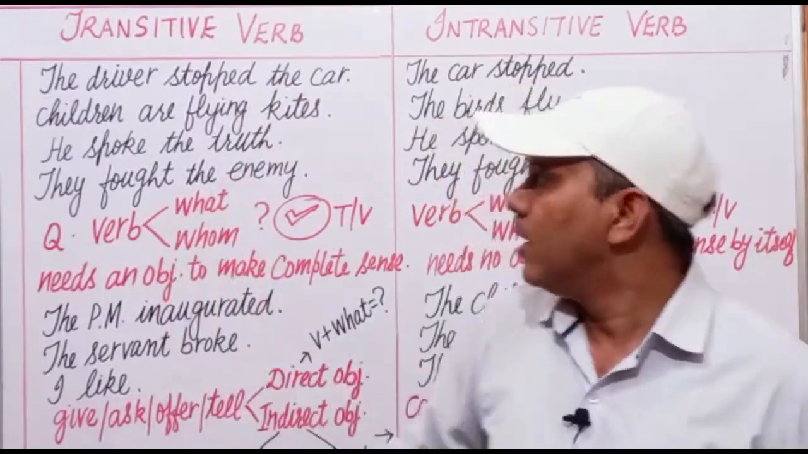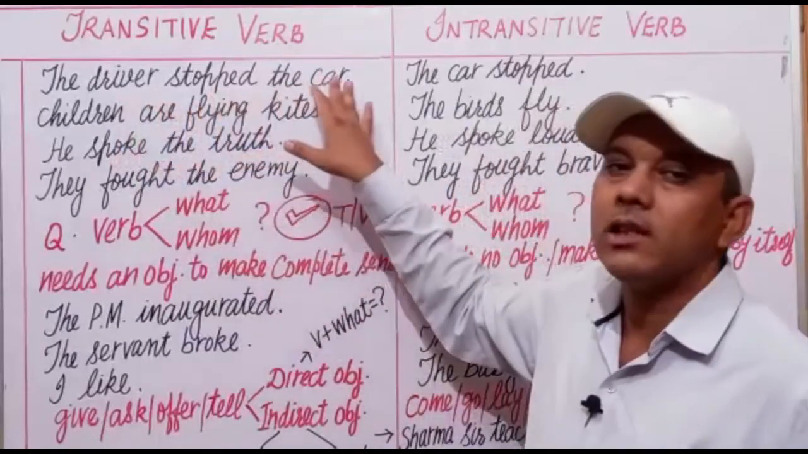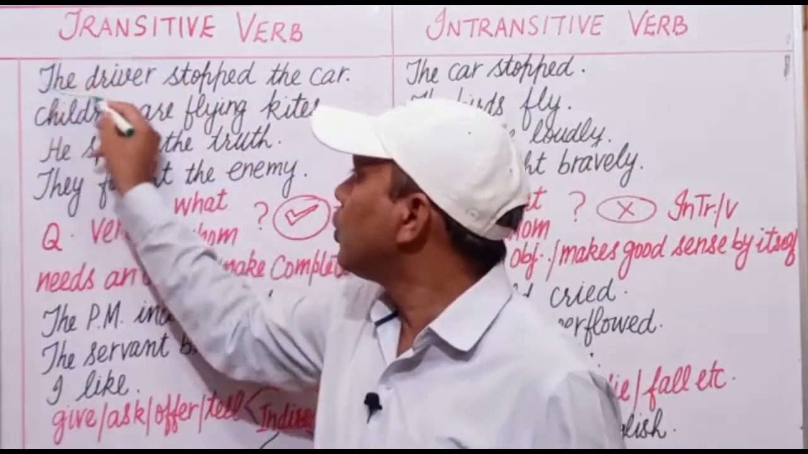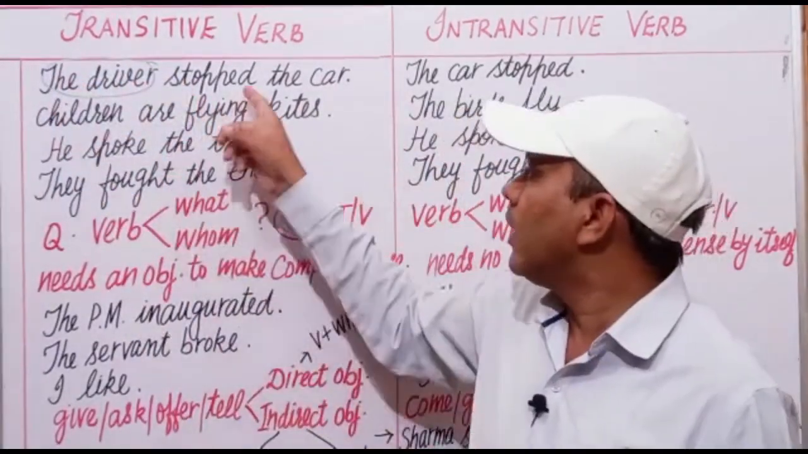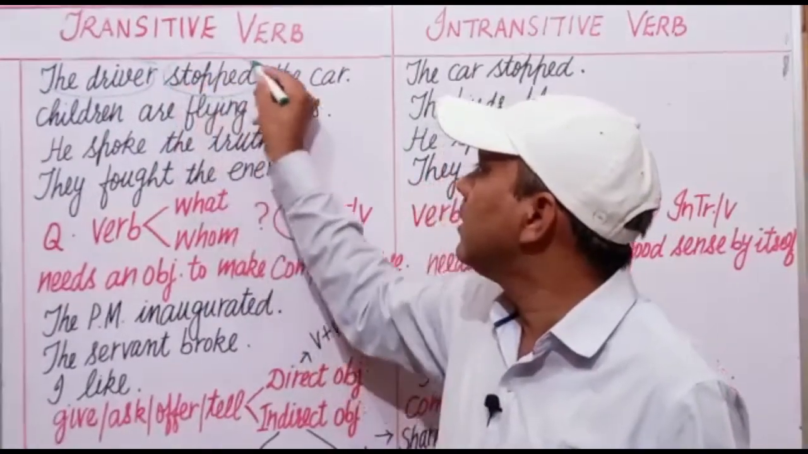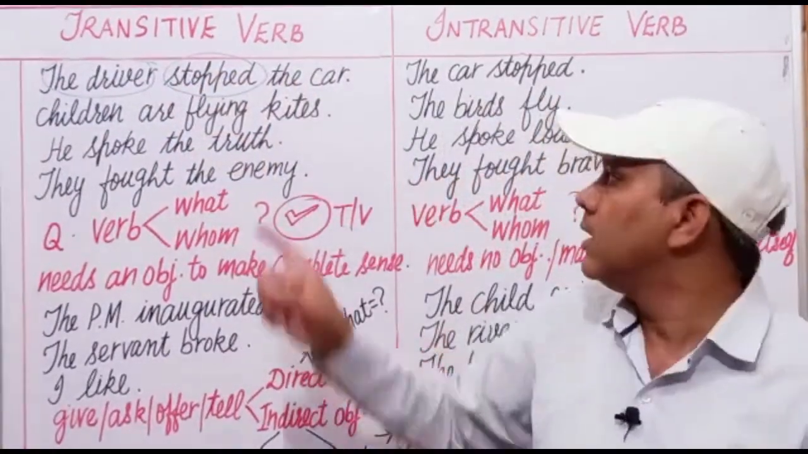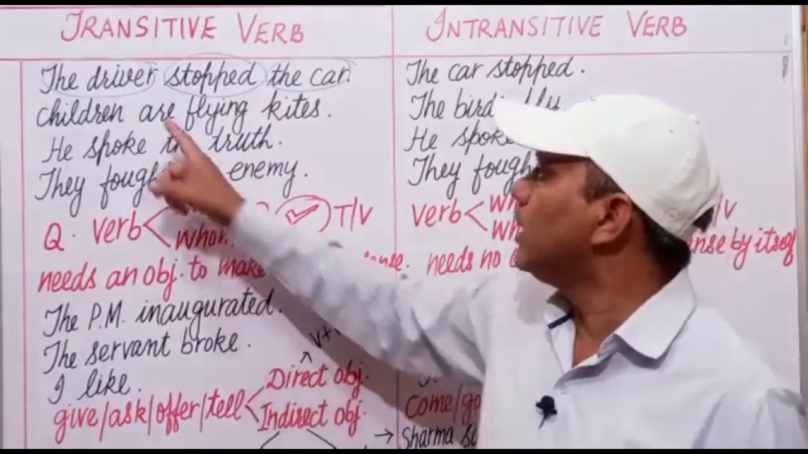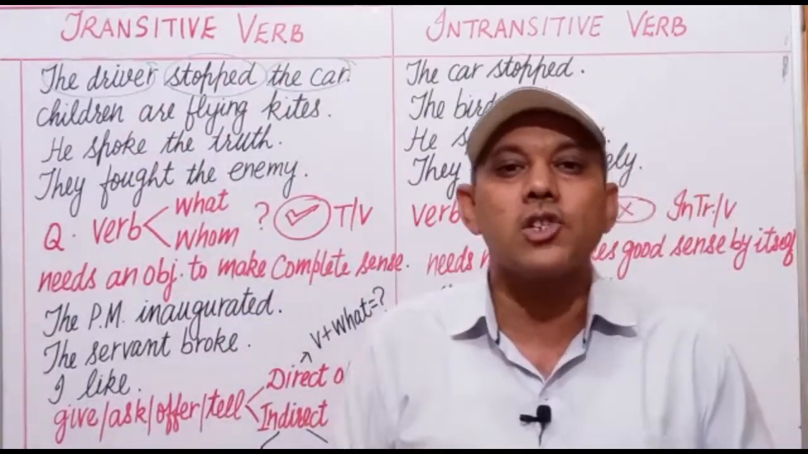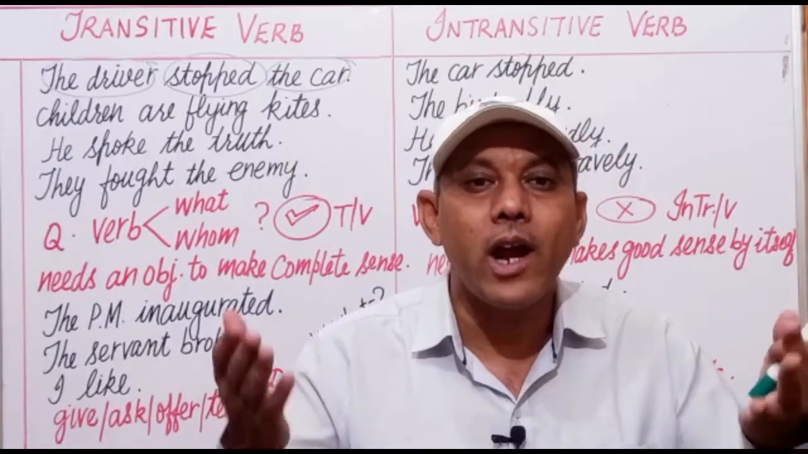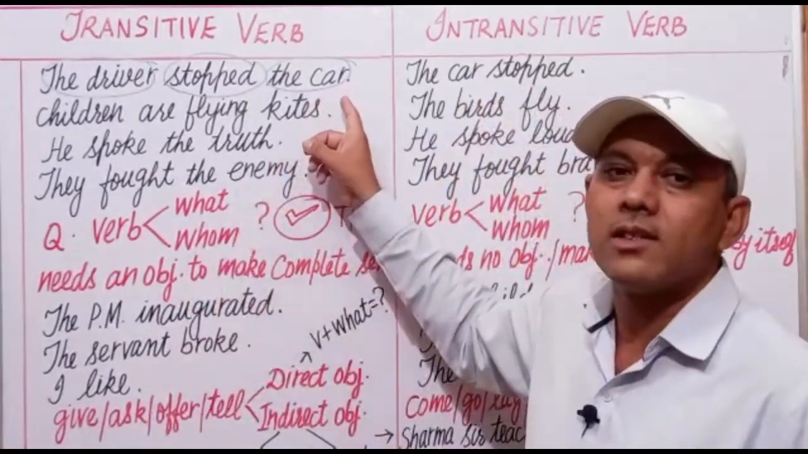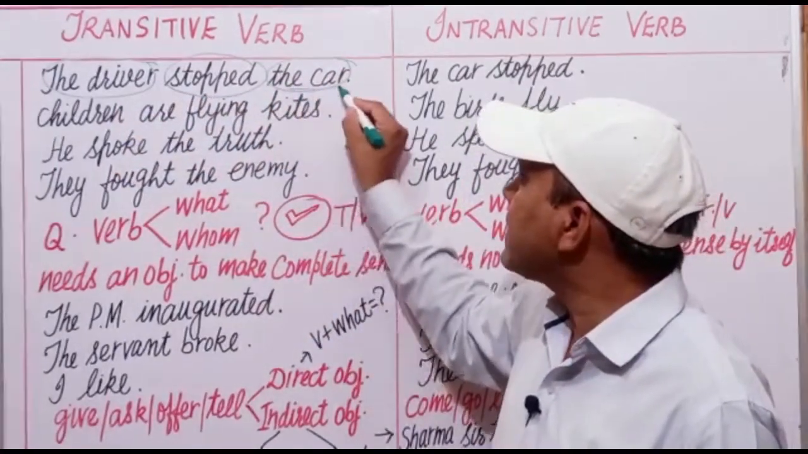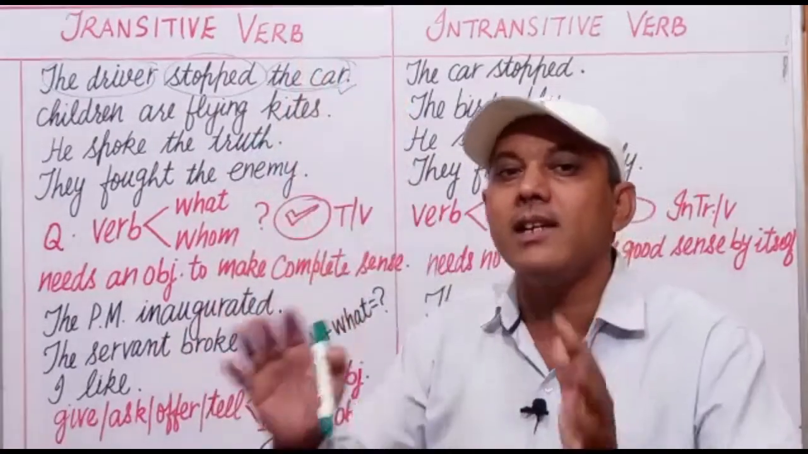these verbs. For example, the driver stopped the car. यहाँ पर सब्जेक्ट है the driver, जो कि doer of action है. The driver, what he did? He stopped the car. What did he stop? The car. Object. अगर मैं इस सेंटेंस को केवल यहां तक बोलूं, the driver stopped. The driver stopped what? We need an object to complete the sense of this sentence. The driver stopped the car. It means we need this object to complete the sense of this sentence.